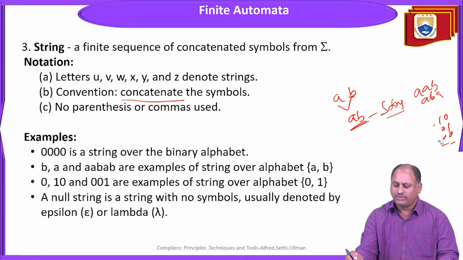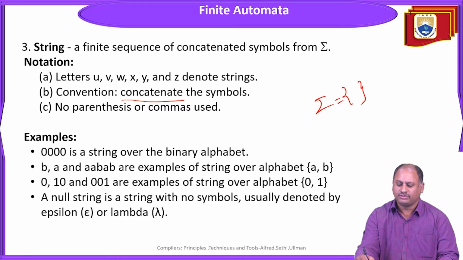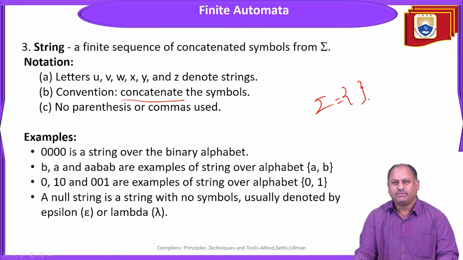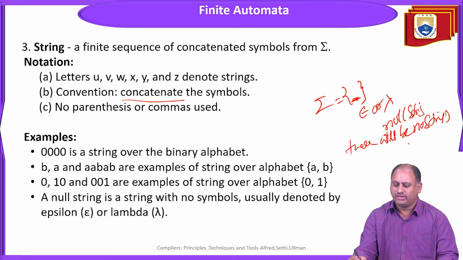Suppose, for example, the alphabet does not contain any characters. Previously we know that sigma equals 0, 1, or sigma equals a, comma b. Sometimes it does not contain any symbols; it is empty. In that case, it is called epsilon or lambda. Here it is called the null string. That means there will be no strings in the given alphabet.